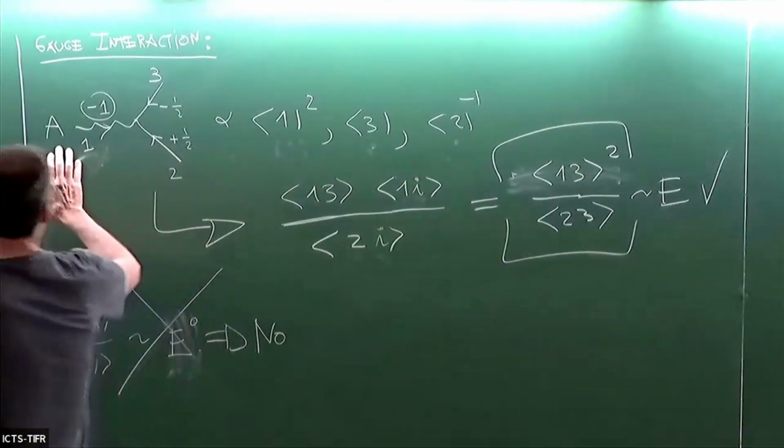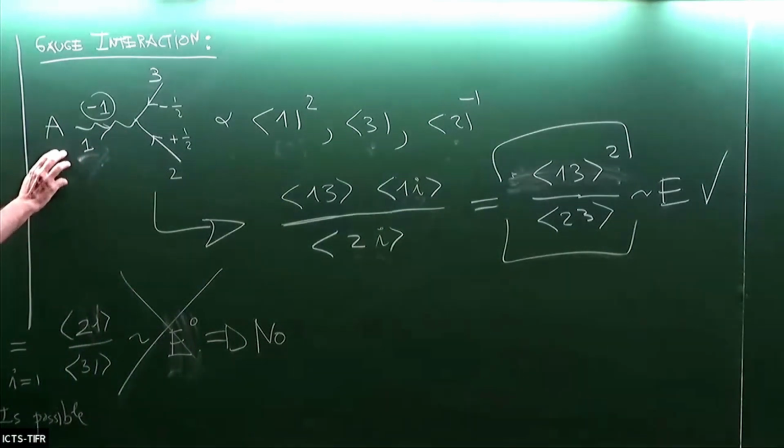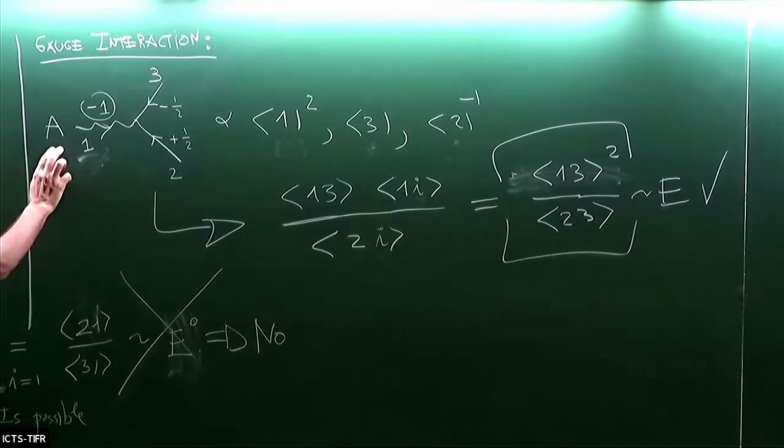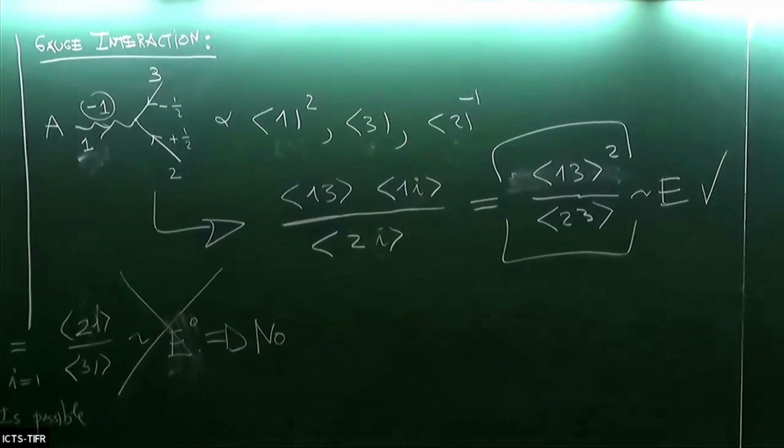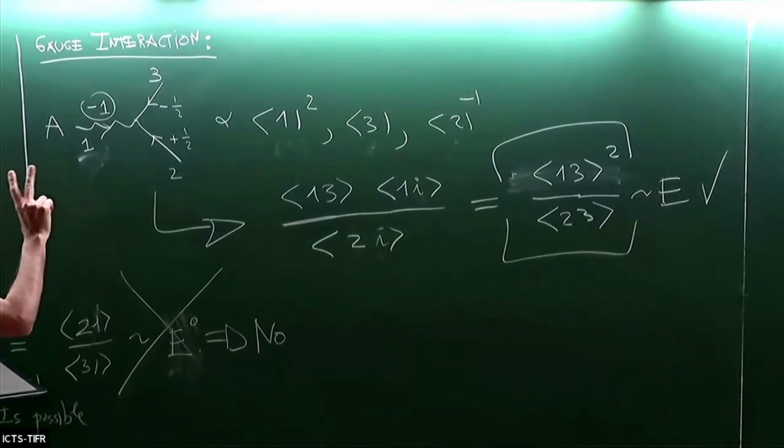This is our interaction. This is the amplitude that defines how a massless spin one object interacts, so I have only two helicities.